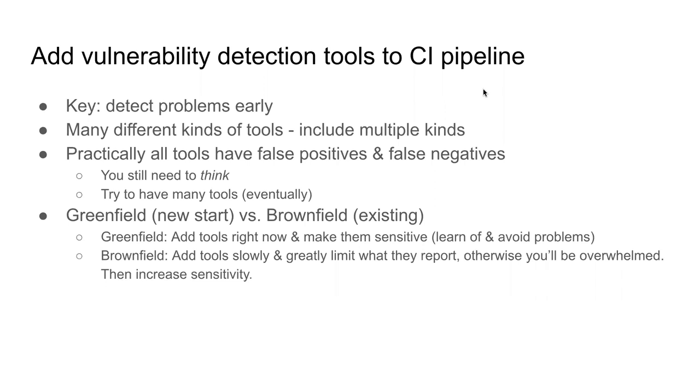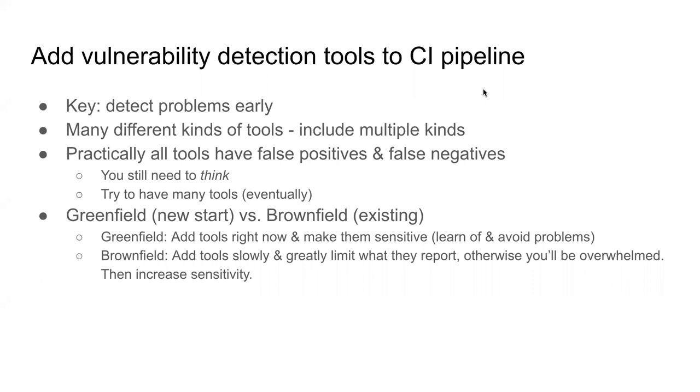False positives mean that just because a tool reports something, it doesn't mean that's an actual problem. You need to figure out what to do about it. Maybe you don't need to change your code. Maybe you just need to tell the tool that, no, that's not really a vulnerability. Or maybe you need to change how you develop your software so that that false positive is no longer triggered.